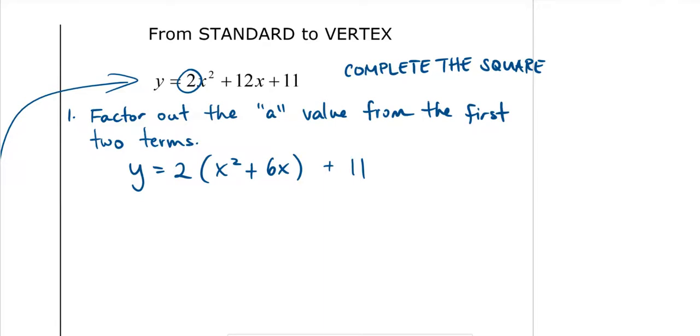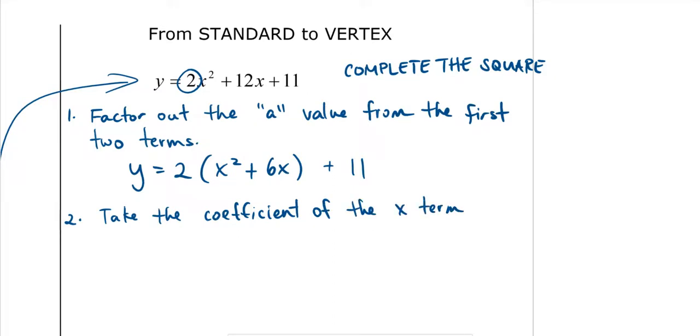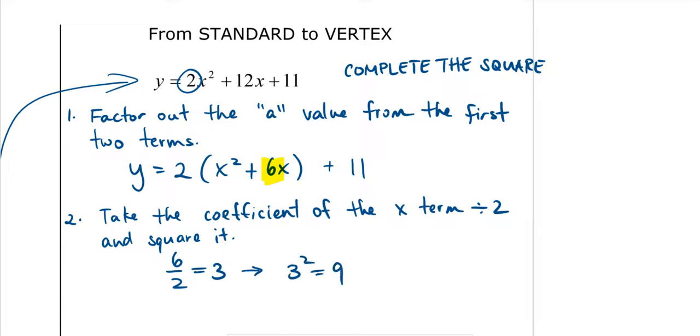All right. Next step. So take the coefficient of the x term, divide by 2, and square it. Okay, so take the 6 divided by 2, which is equal to 3. Take that 3, you're going to square it, you get 9.